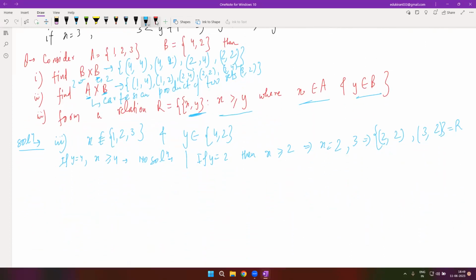Now just solve 2 more questions, because we'll be solving a lot of relations. We should know how to form a relation. Now let's start forming some relations. Form a relation R such that x is equal to y plus or minus 1, where x comma y both belong to set A.